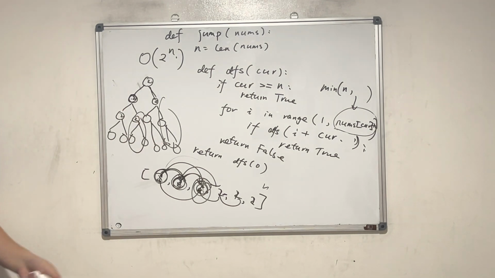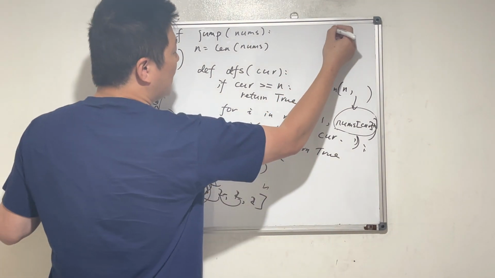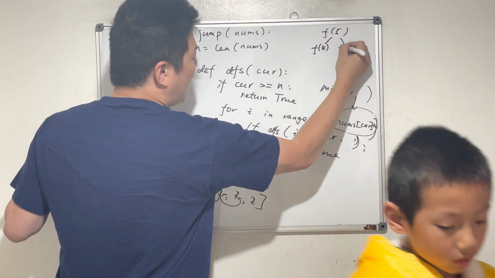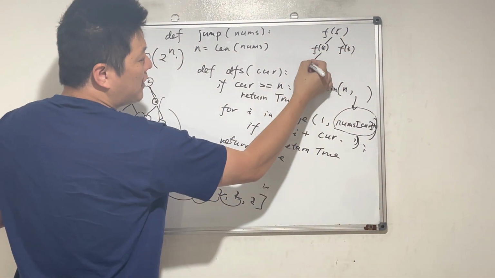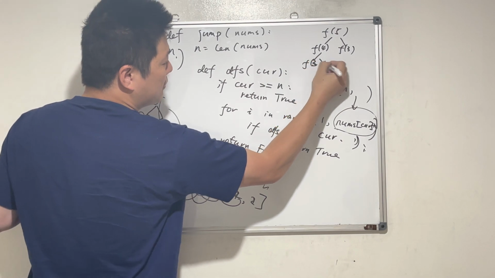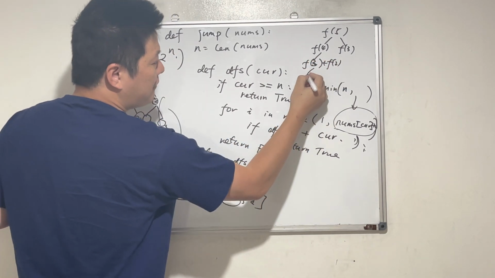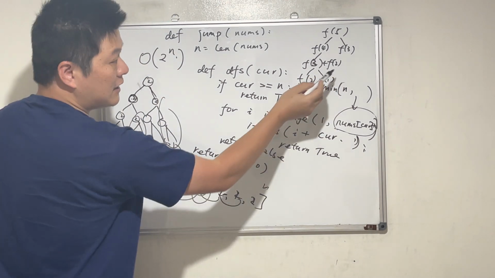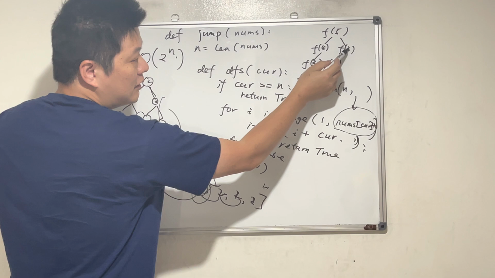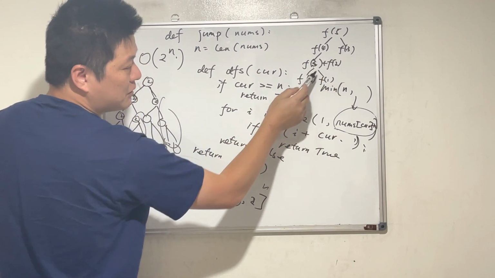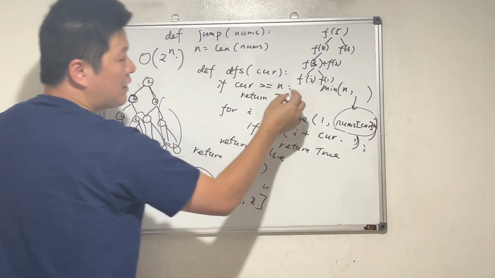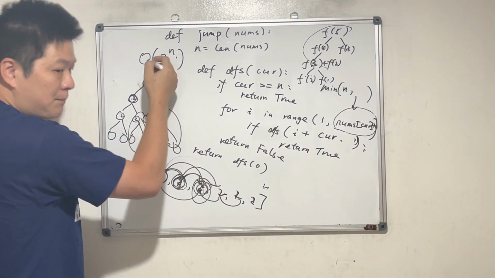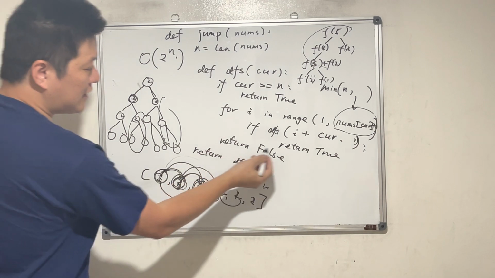It's like the Fibonacci number, right? F5 equals F4 plus F3, right? F4 equals F3 plus F2. You see the problem? F3 equals F2 plus F1. You see the problem? F3 is repeatedly calculated, right? F2, yeah? So if we don't put a cache in the Fibonacci number, the time complexity is exponential. It's the same here, with backtracking.